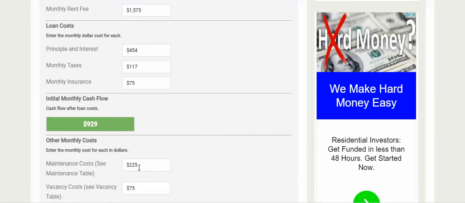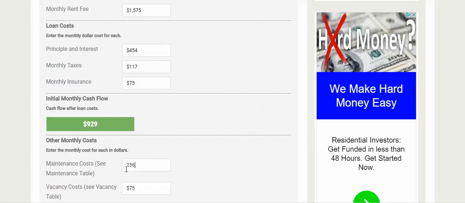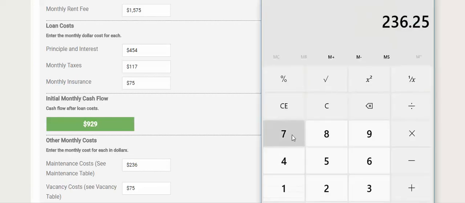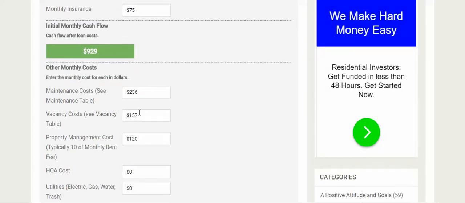So these can actually be pretty similar on a duplex. I would assume you have 2 tenants, so you might have 2 times the things, wear and tear and all that. I'm just going to assume it's 15% again, which is $236. Boom. Vacancy costs, multi-unit, it takes twice the management. I'm going to go with 10% too, which is $157. So costs are higher vacancy-wise because it's multi-unit. We'll see how that pans out later on.